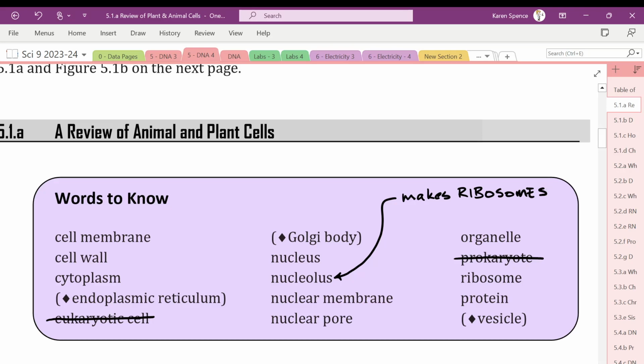All right, so we've got the nucleolus, and if you had to label the nucleolus, here's a cell. Which part is the nucleolus? That black part, that spot within the nucleus. So we have the cell, the nucleus, and then the nucleolus. Okay.